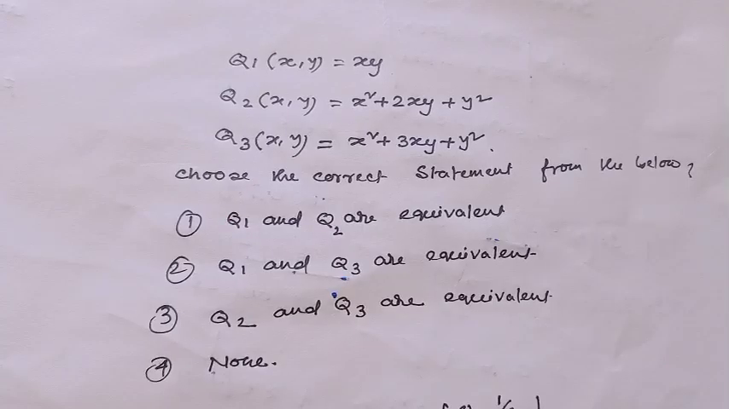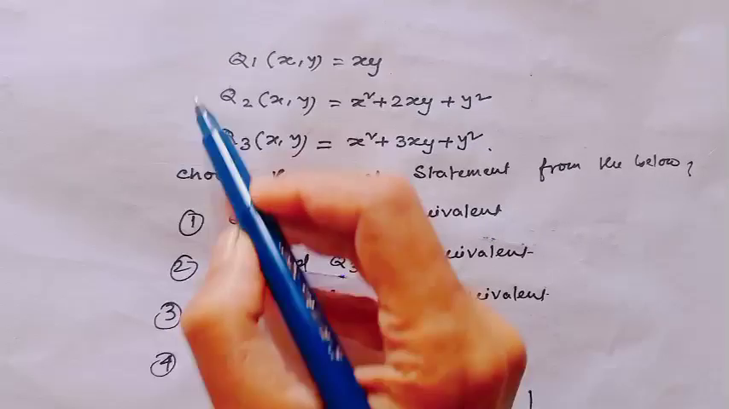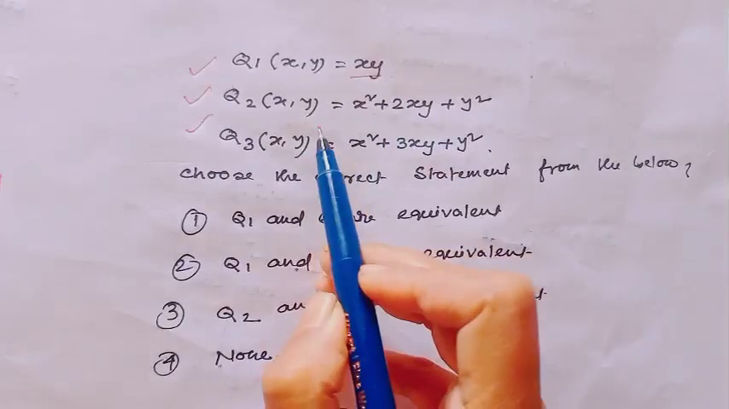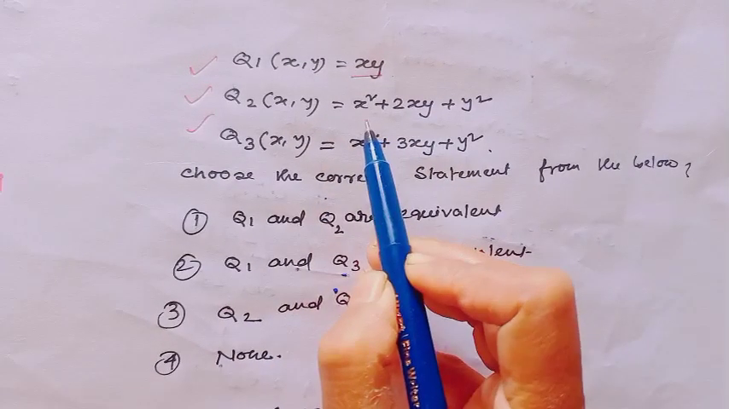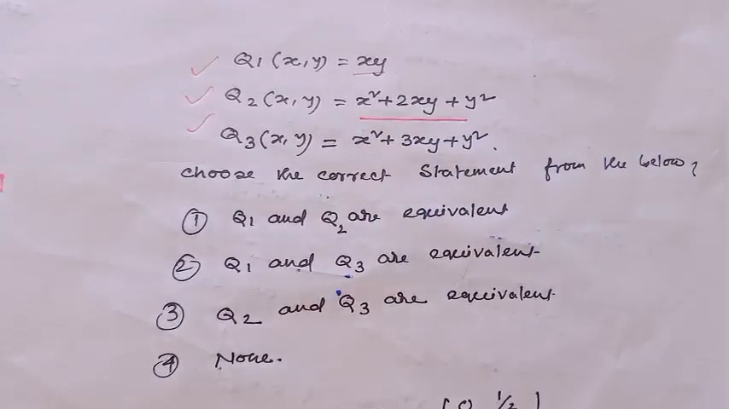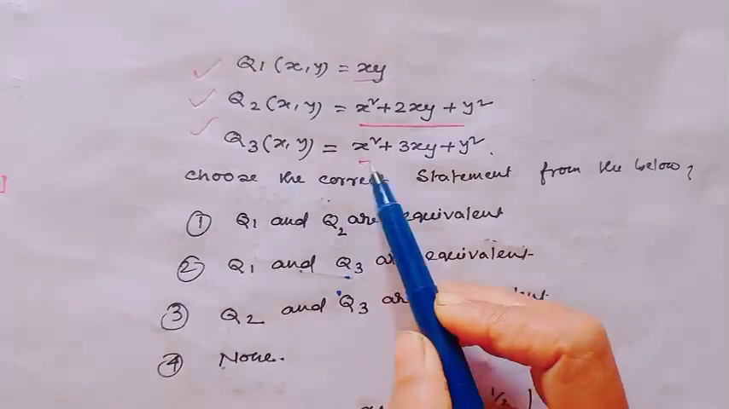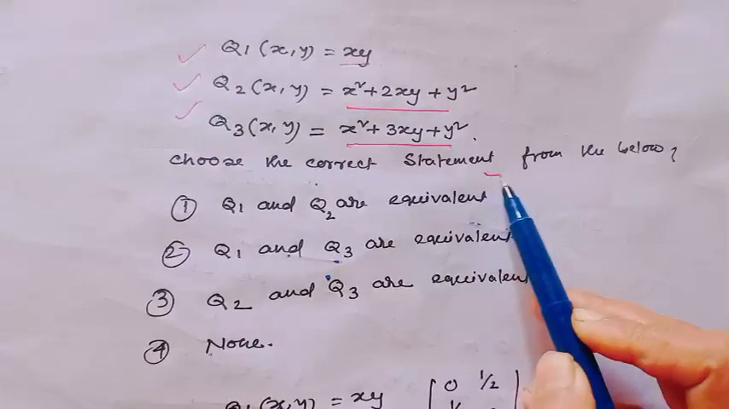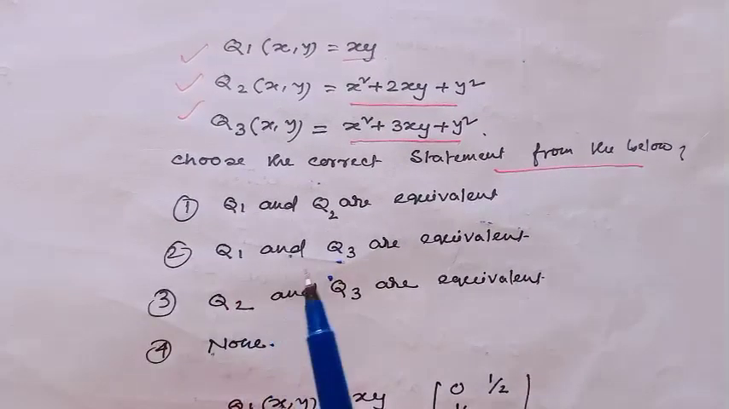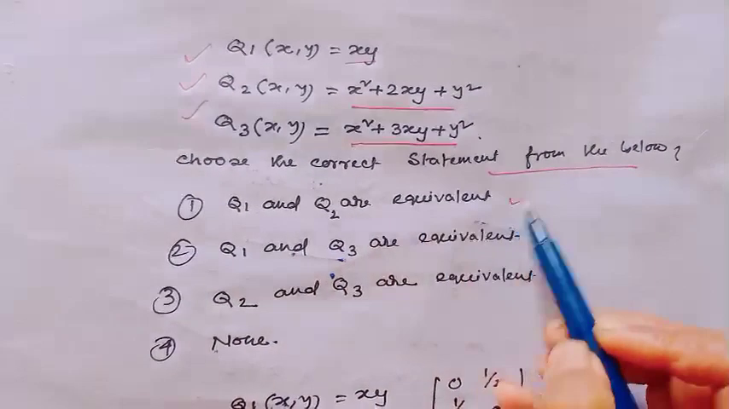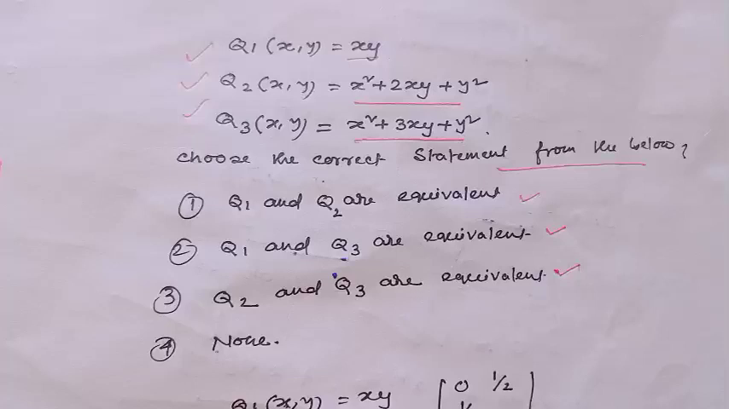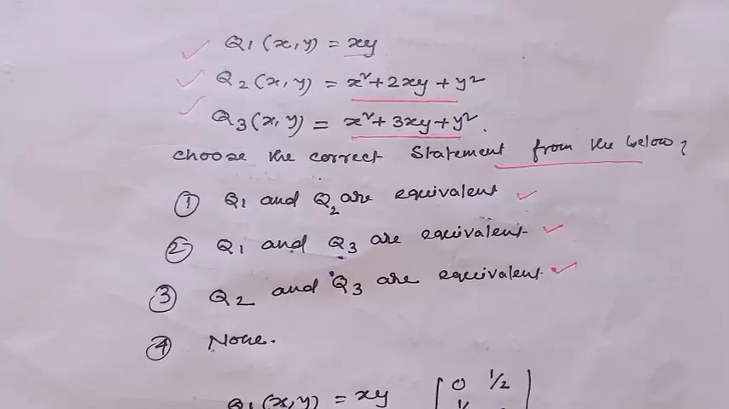Now I will see one question which came in the CSIR NET exam. The question is: consider three quadratic forms, q1(x, y) equal to xy, q2(x, y) equal to x square plus 2xy plus y square, and q3(x, y) equal to x square plus 3xy plus y square. Now choose the correct statement from the below. Option 1, q1 and q2 are equivalent. Option 2, q1 and q3 are equivalent. Option 3, q2 and q3 are equivalent. And option 4, none of these.